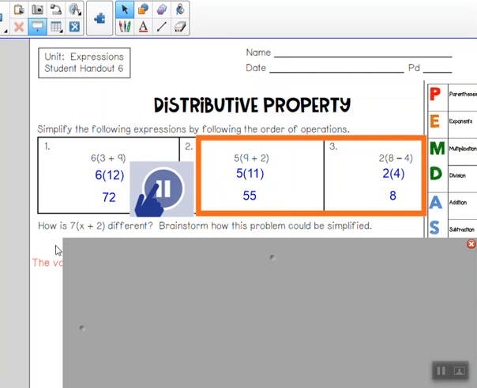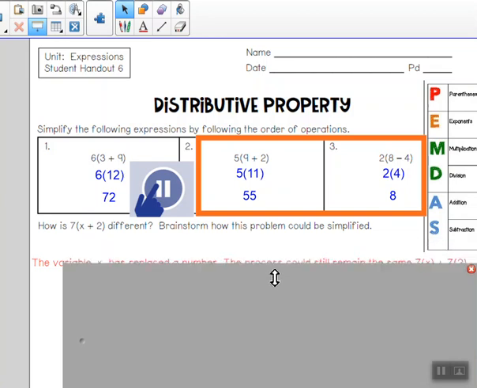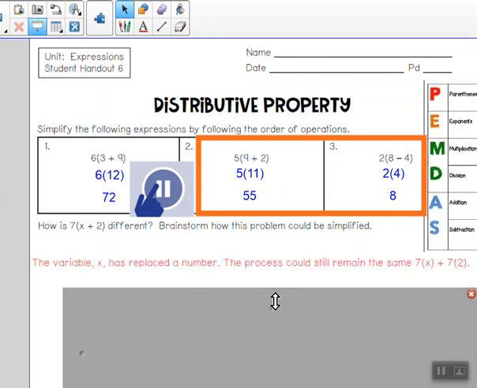But that leads us into the next question. How is this expression different? Brainstorm how this problem could be simplified. Well, there's something in that problem that we now have to pay attention to, and it's this right here. The variable has replaced a number. The process could still remain the same though. So if we look at this, now we have a variable, so we've got to pay attention to that. If you haven't yet written that sentence down, pause and do so. But we're going to talk about this the rest of the way, so pay attention as we go along here, please.